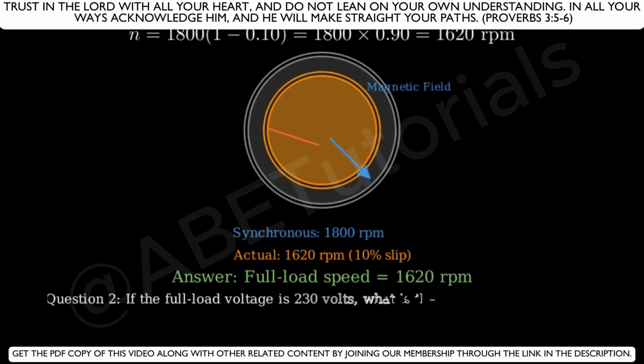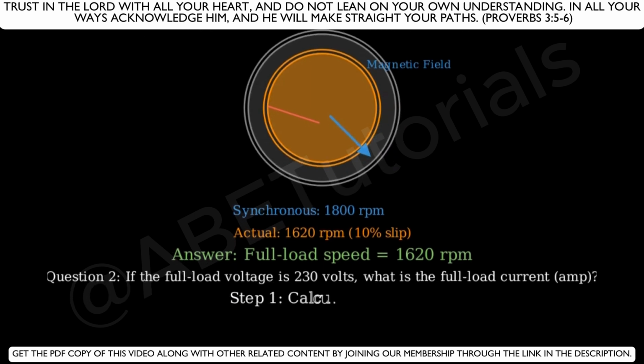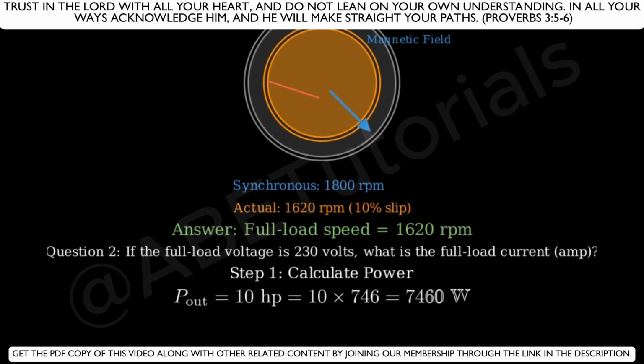Now, let's move on to our second question. If the full load voltage is 230 volts, what is the full load current in amps? To find the current, we need to use the relationship between power, voltage, and current in a three-phase system. First, let's calculate the output and input power. The output power is given as 10 horsepower. To convert this to watts, we multiply by 746 watts per horsepower, giving us 7,460 watts.